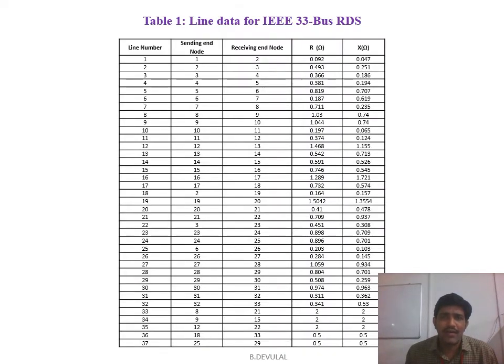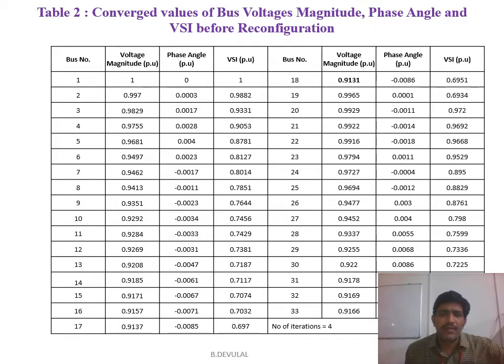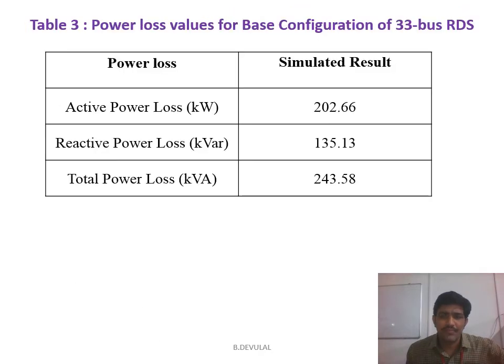Then we have the line data for the standard system. There is the number of buses, the sending end voltage and the receiving end voltage, and the resistance values and the reactance values. I have taken these values by simulating in MATLAB. Then I take the bus voltage magnitude, phase angle, and VSI before network reconfiguration. These bus values, voltage amplitude, phase angle, and VSI values I have taken by using MATLAB. And I studied that the power loss values in the base configuration are: active power loss this much, reactive power this much, and total power loss is 243.85.